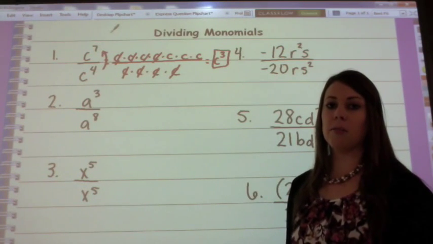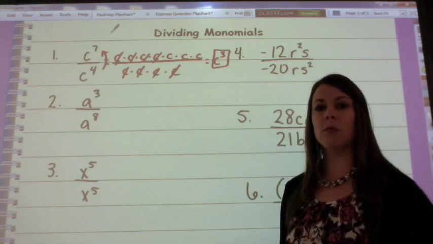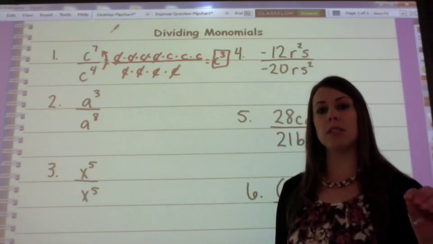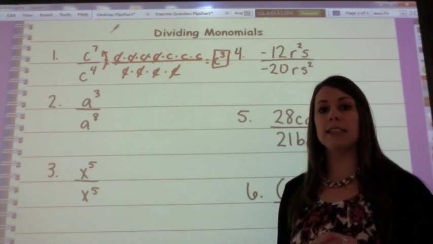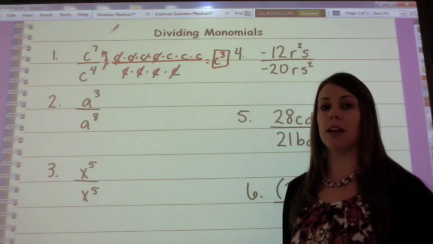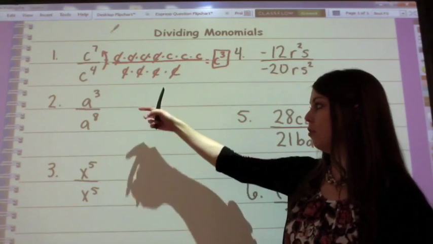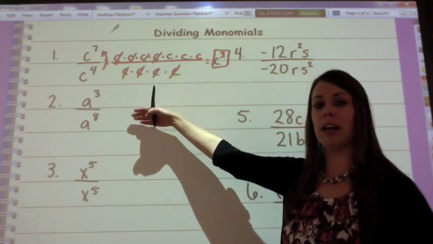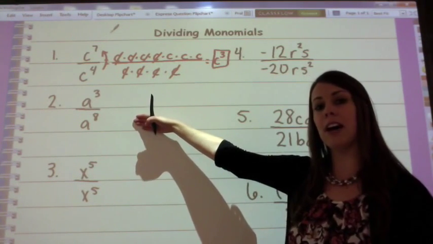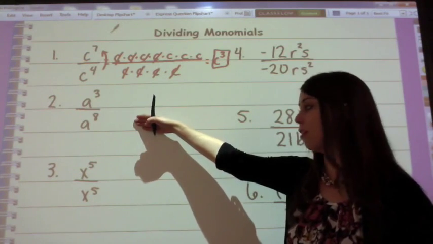A to the 3rd divided by a to the 8th. So imagine in your mind that you have a times a times a in the numerator and a times a 8 times in the denominator. How many a's would be left over and where? So if we have 3 a's on the top, we're going to have an 8 on the bottom, we're going to have 5 a's left over in the denominator.